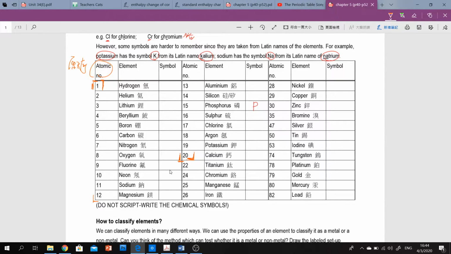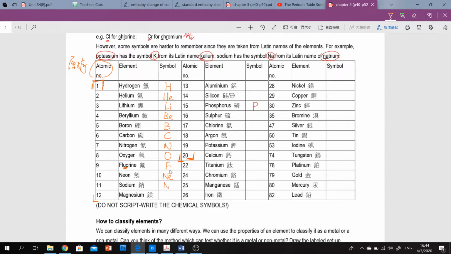First of all, hydrogen is H, helium is He, and lithium is Li. Now remember the first letter is a capital letter, while the second letter is a small letter. Beryllium is Be, boron is just B, carbon just C, then nitrogen, oxygen, fluorine. Remember the spelling, as many of you could not spell it correctly. Neon, the one in advertising signs.